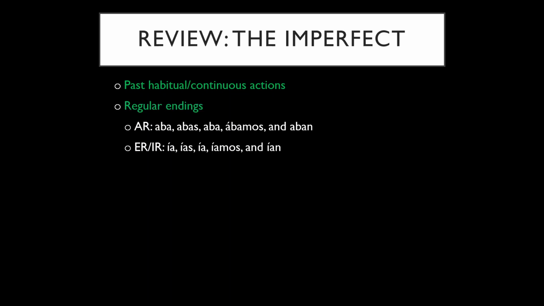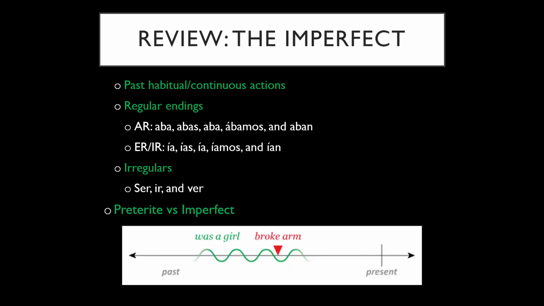The imperfect is used to describe past continuous or habitual actions. The AR endings are aba, abas, aba, ábamos, and aban. Both the ER and IR endings are ía, ías, ía, íamos, and ían. Our irregulars in the imperfect are ser, ir, and ver. And lastly, the main thing to remember is that the preterite is used to describe more exact moments in the past, and the imperfect describes something that was continuous for a longer period of time.